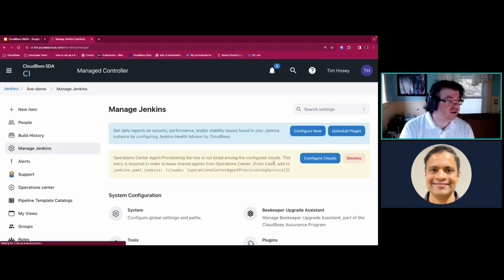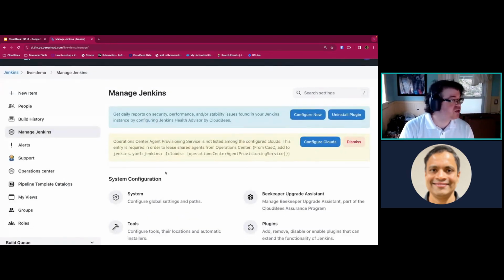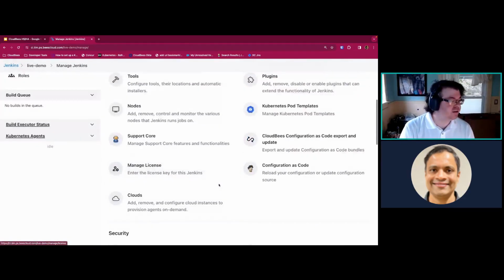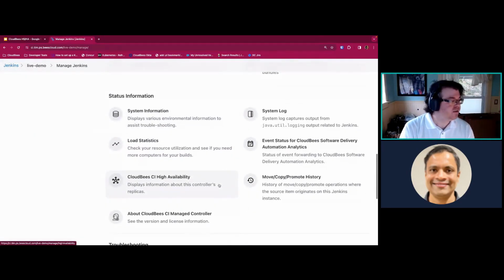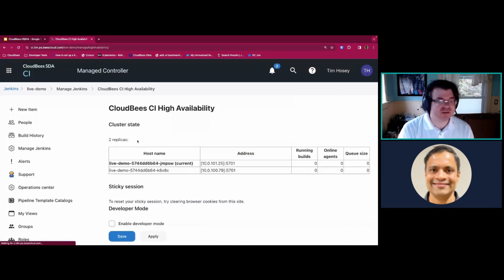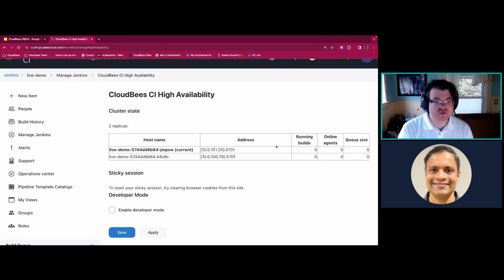Now we can take a look at the HA in the Manage Jenkins section. It is Cloud-based CI high availability. Everything moved around because I zoomed in a little. All right, and then you can see we've got both hosts that are shown. So these are the 2 replicas, and we're currently on JMPSW. So using sticky sessions, you would end up ultimately being pinned to a specific session.